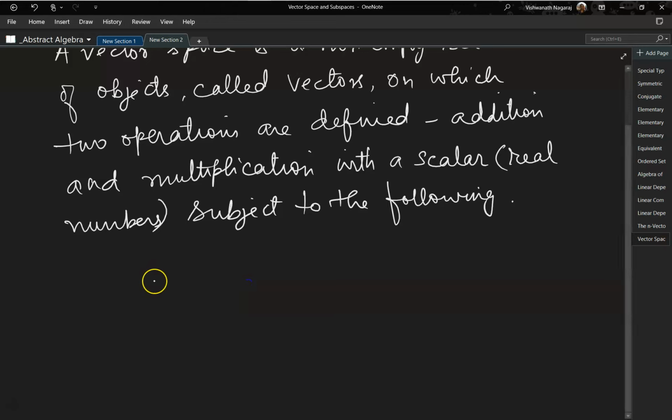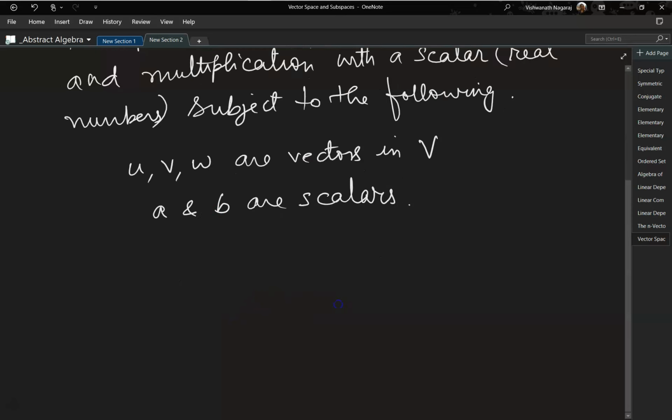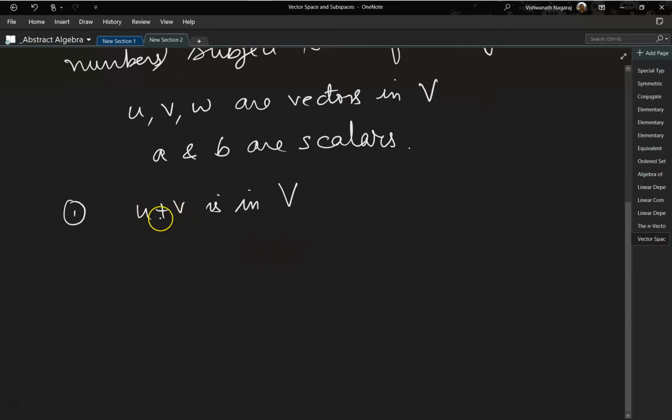So let's look at certain aspects of this. u, v and w are vectors in V, and a and b are scalars. Now these are the things that have to be satisfied. u plus v is in V. So when we take these two vectors and add them, that resultant vector should be in V.